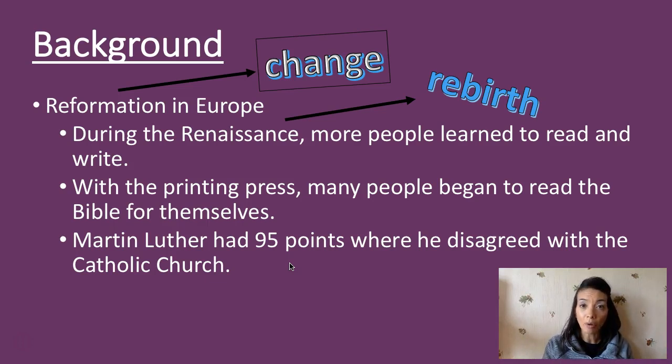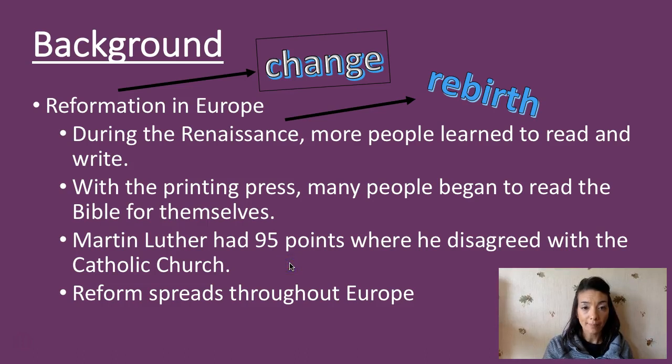Some people were convicted enough to try to break away from the church. And the Catholic Church was very, very powerful at this time. Okay, so what happens, and this is really just an overview, is that reform, all of these different disagreeing ideas, spread throughout Europe, okay?